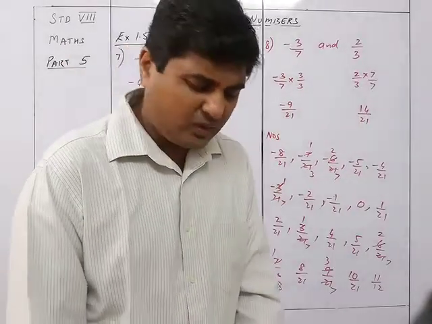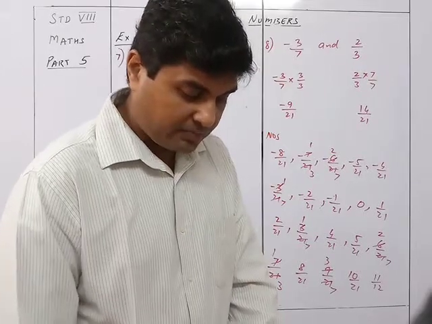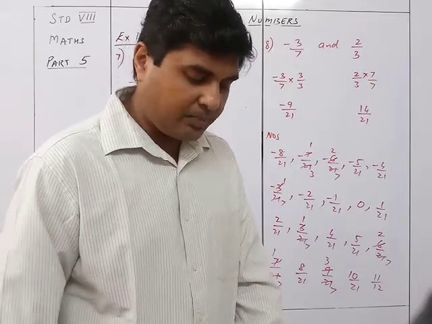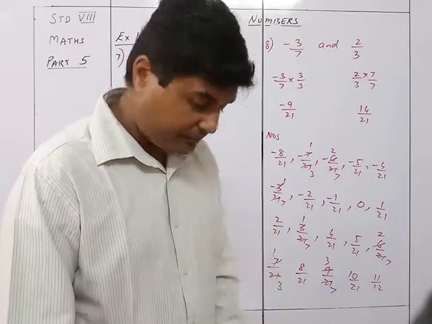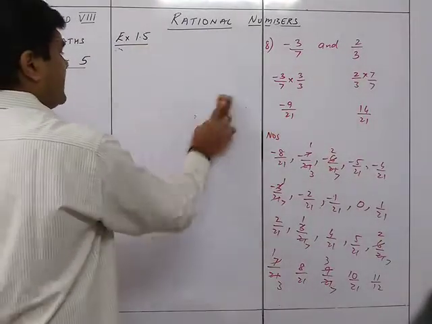So quite an easy thing to write. The only thing required was to find out the LCM of the numbers. So it is from minus 8 upon 21 to 11 upon 21. We see the sum number 9 now.